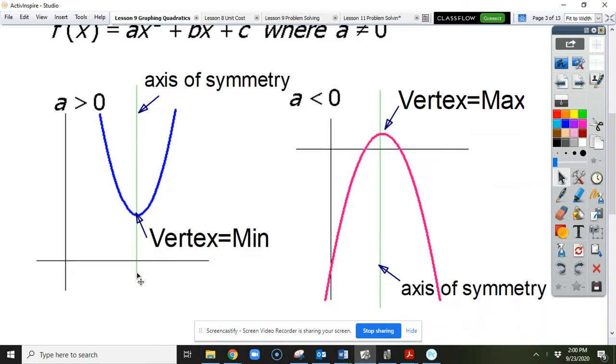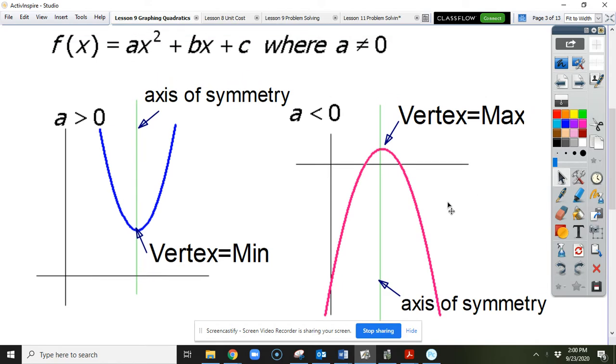We see an axis of symmetry that cuts our parabola in half. We see that there is a vertex. That vertex is either the minimum or the maximum, depending really on your A value. That A, that number out in front of your quadratic, is what's going to determine whether it is right side up, if it's positive, or upside down if it is negative. So that's our big picture.